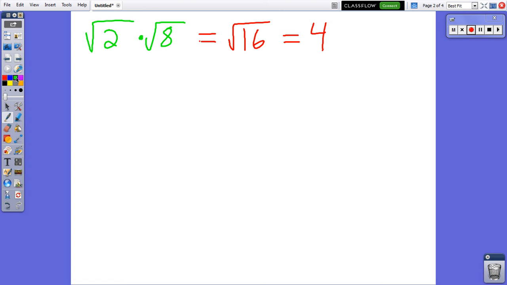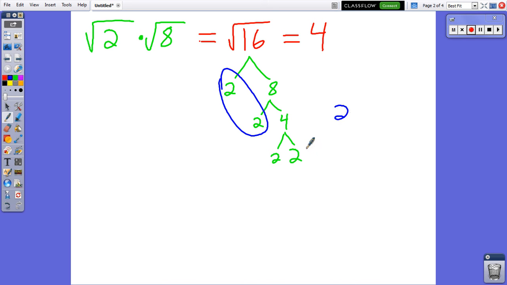I want to point out something. When we're thinking about reducing radicals, we could think about reducing this radical. So if we break 16 apart, we could do 2 and 8, and then break that apart into 2 and 4, and then 2 and 2. And then if we do this circling of pairs, there's a pair of 2's. There's a 2 outside the radical. Another pair of 2's, there's another 2 outside the radical. And then there's nothing left over, so there's nothing to put inside the radical anymore. So in this case, it's just 2 times 2, which is 4.